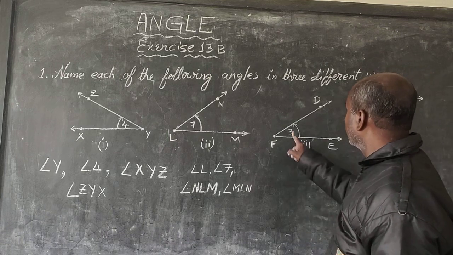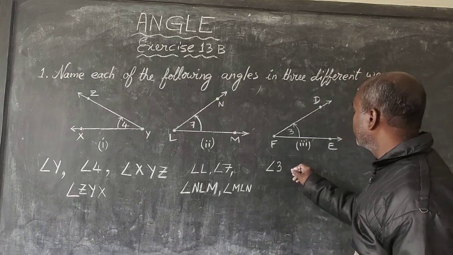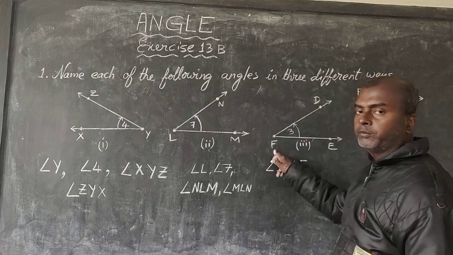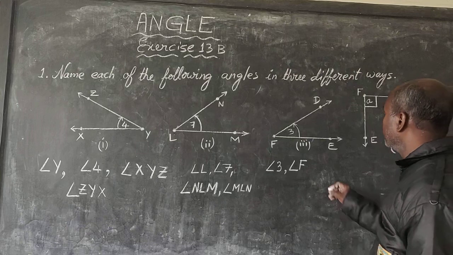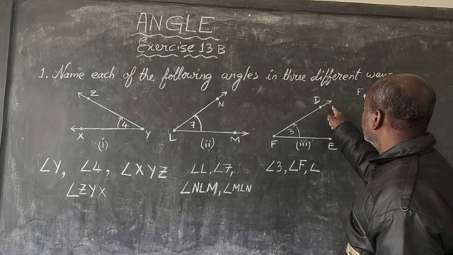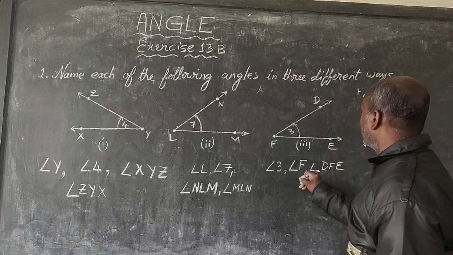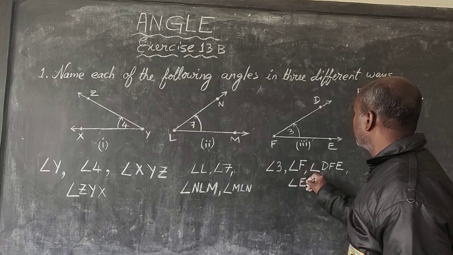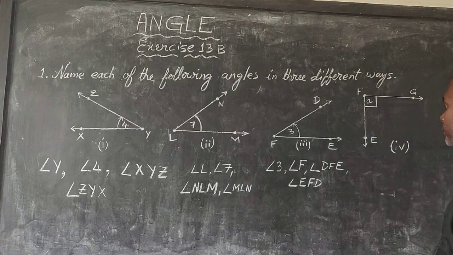Coming to the third one, you can name it as angle 3. 3 is written, no? So you can name it as angle 3. Also you can name it as angle F. Okay, F is the vertex of the angle, so you can give the name of the angle in the name of the vertex also. Or you can give angle DFE. And another name you can give is EFD. These are the 3 names you can give to this particular angle. Okay, now the fourth one.